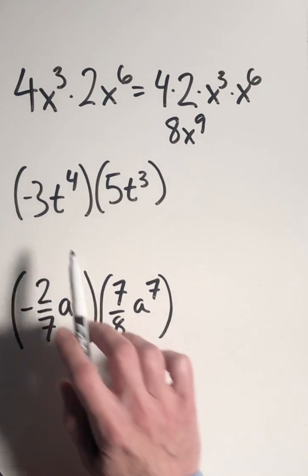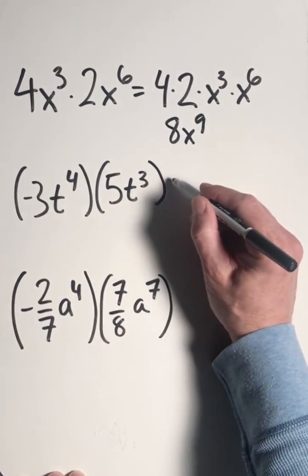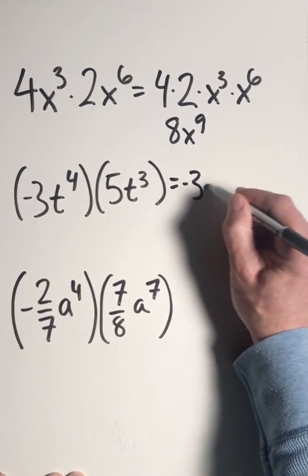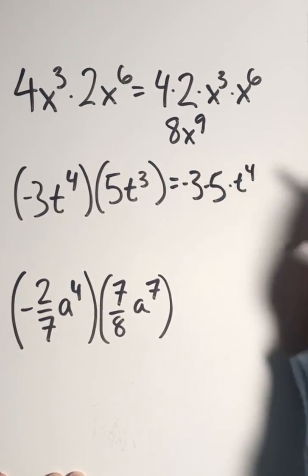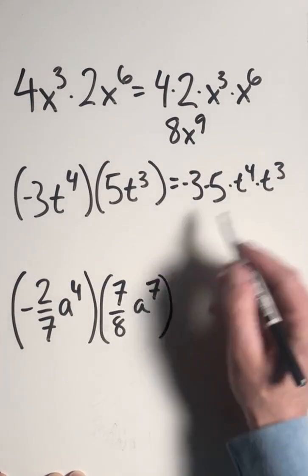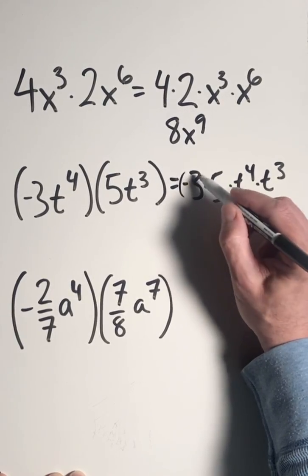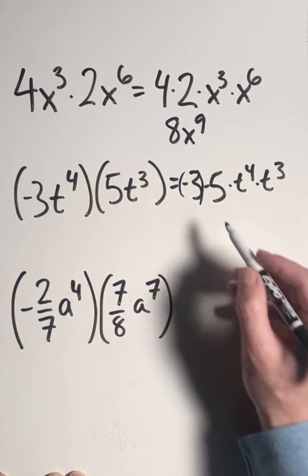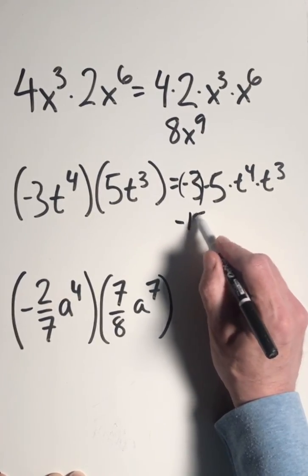Likewise here, the two coefficients are -3 and 5. So we would take -3 times 5 first, and then multiply that by t to the 4th power, and then t to the 3rd power. -3 times 5, again, this is a -3. I probably should have put that in parentheses because it's a negative. And -3 times 5 would be -15.